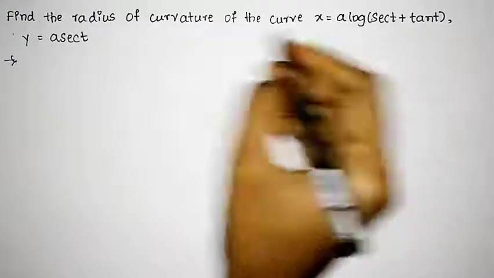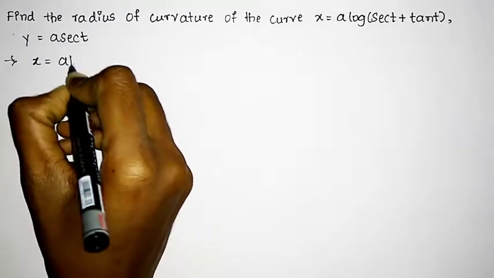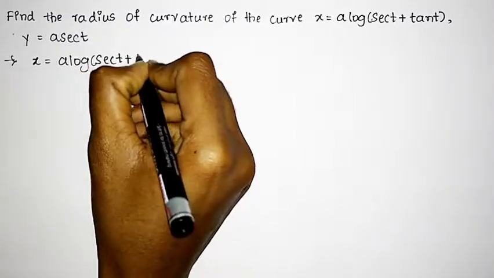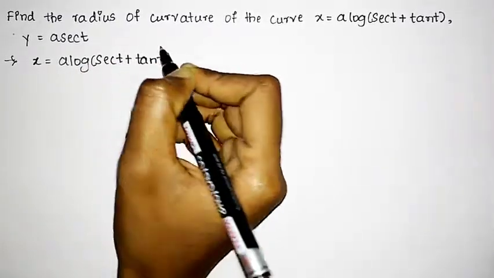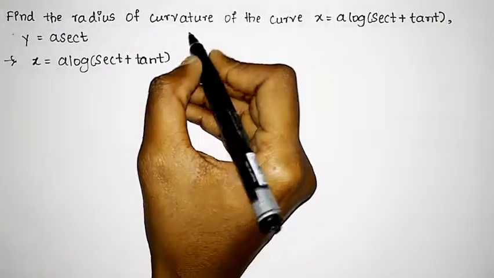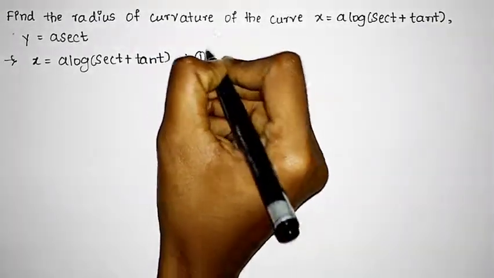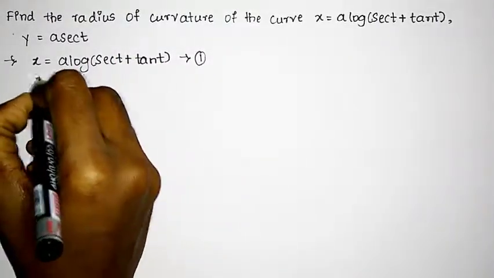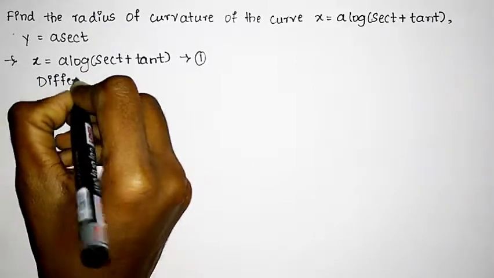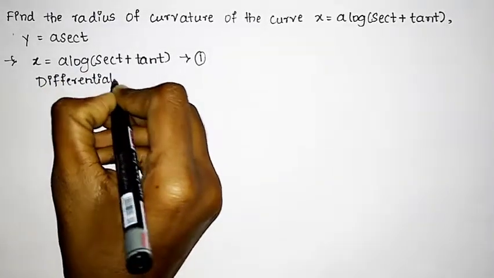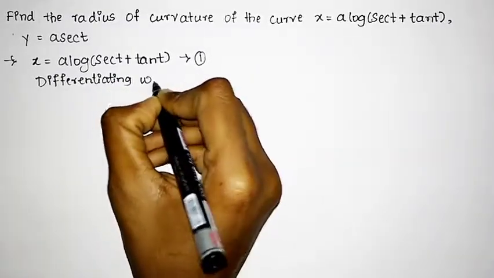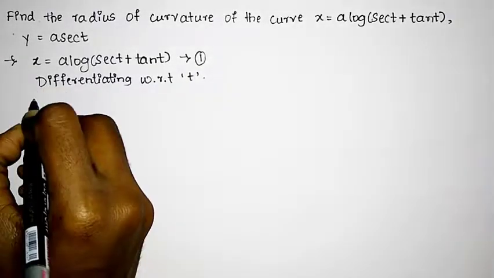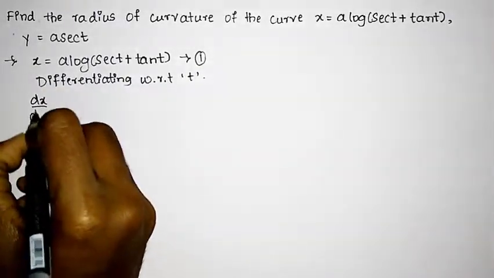So first we shall consider x is equal to a into log of sec t plus tan t. So this is the given equation. So consider it as equation 1. So first step is we need to differentiate the given equation with respect to t. So differentiating the given equation with respect to t, we have dx upon dt.